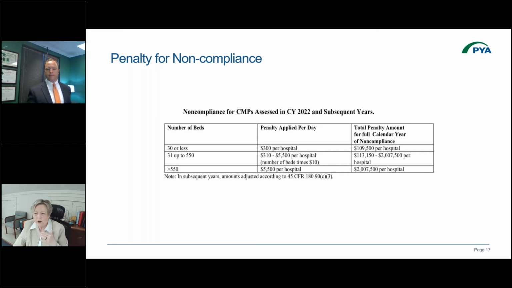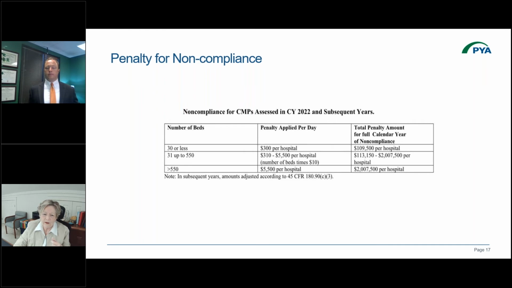There is a penalty for non-compliance. When we first had this rule come out, the penalty was $300 per day per hospital. They have now modified this as of January of this year. For those hospitals that are 30 beds or less, it stays at $300 per day. They increased this by $10 per bed for those hospitals that are over 30 beds up to 550, so that your penalty is now going to range from $310 per day to $5,500 per day.